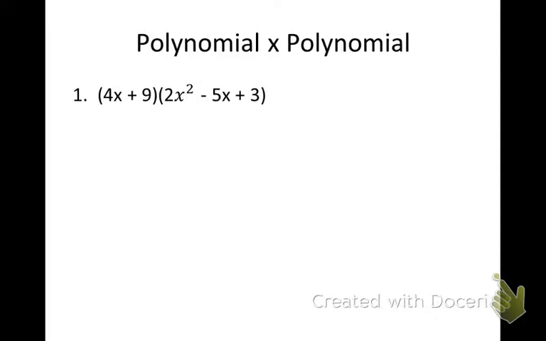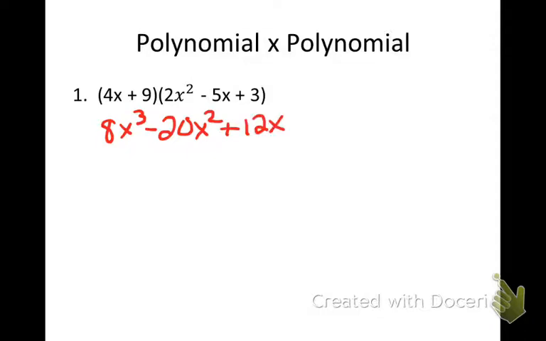So today we're going to be multiplying polynomials. So here we have a binomial times a trinomial. We need to take everything in the first parentheses times everything in the second. So I'm just going to distribute my 4x first. So I would get 8x to the third minus 20x to the second plus 12x.